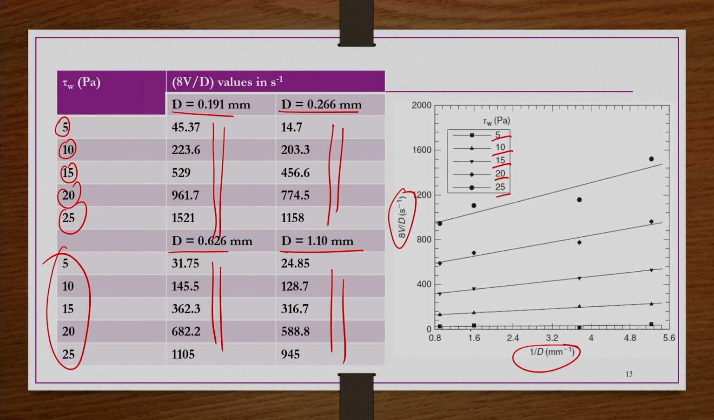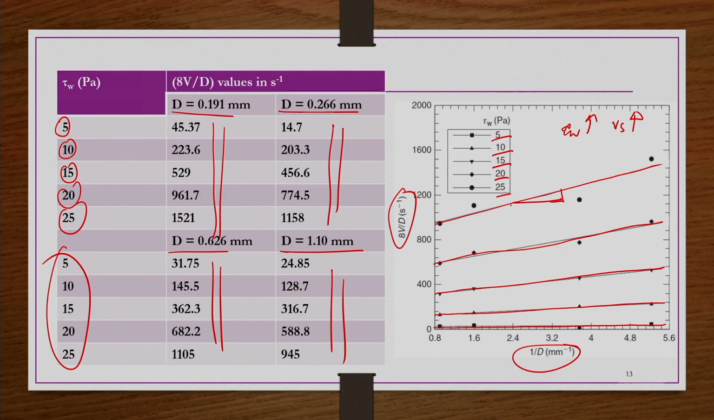You can see when tau W is very small, it is almost like a horizontal line, that is, the slope is almost 0. It is not exactly 0, but almost. Then, as you increase the tau W value, the slope of the line is increasing. What does it mean? When tau W is increasing, the wall slip is increasing. So, the magnitude of Vs is going to be increasing, that we can see.